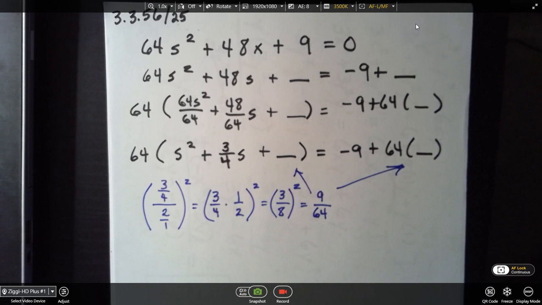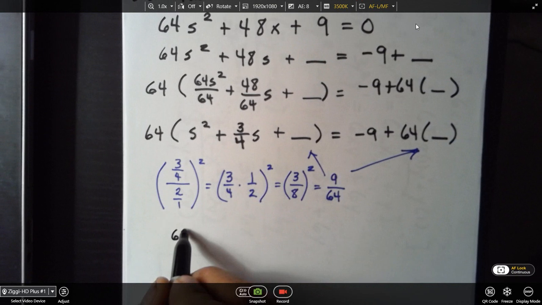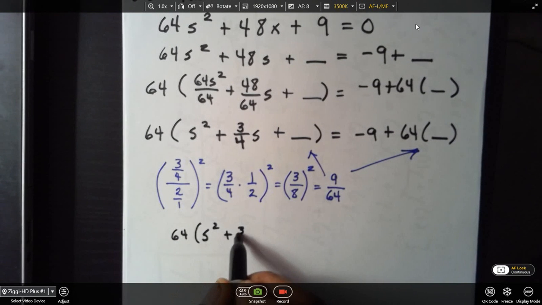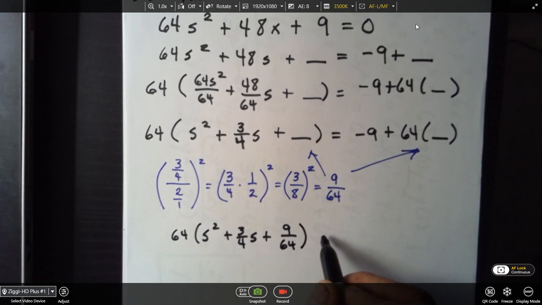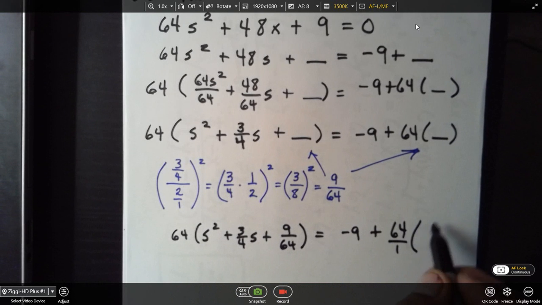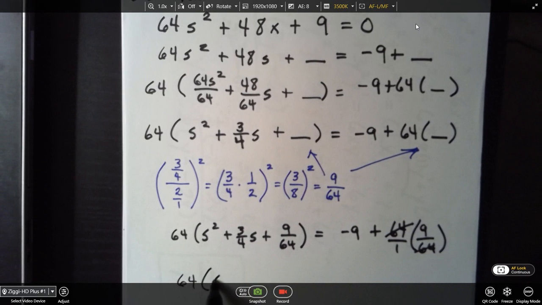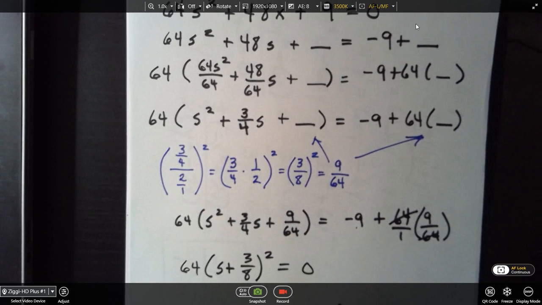So that's going to give me 64 times s squared plus 3/4 s plus 9 over 64 is equal to -9 plus 64 over 1 times 9 over 64. And that goes there, and you get 64 times s plus 3/8 quantity squared is equal to -9 plus 9, which is 0. So you're supposed to sit here and stare at that for about 15 minutes and not know what to do with it.